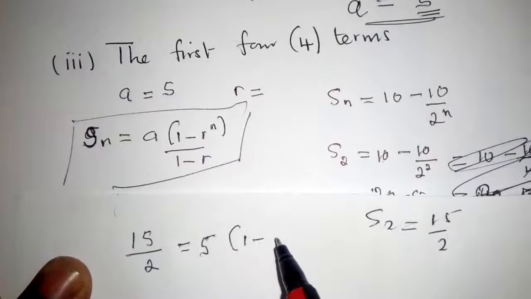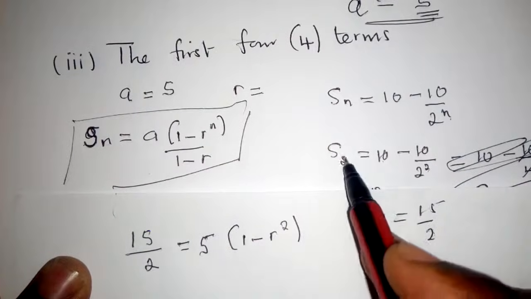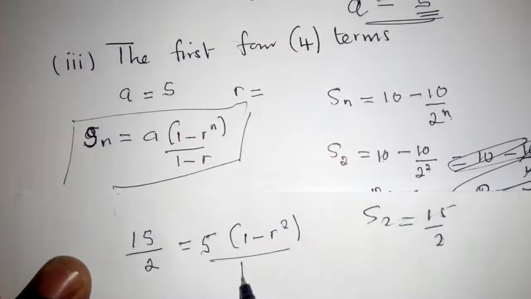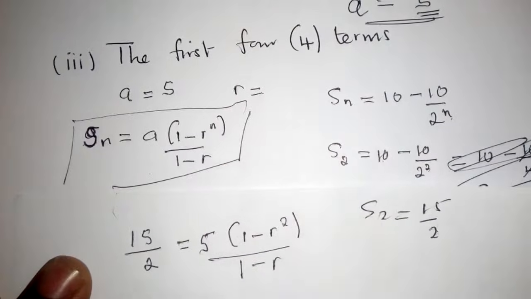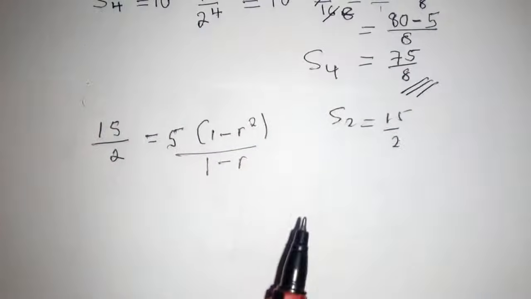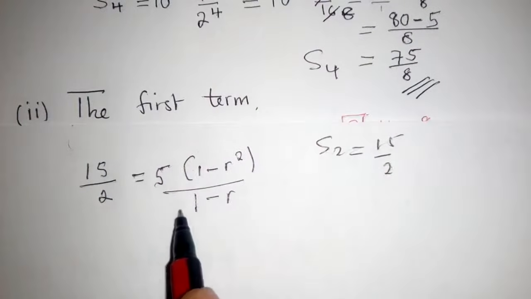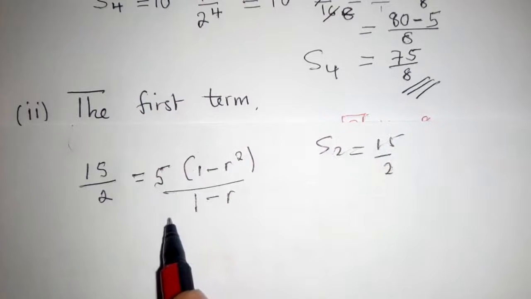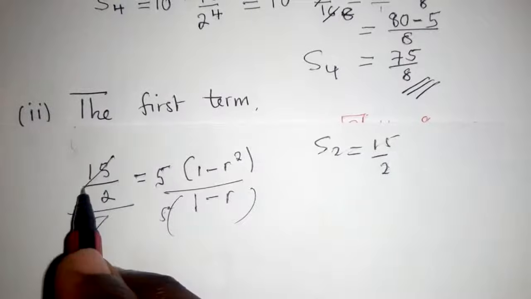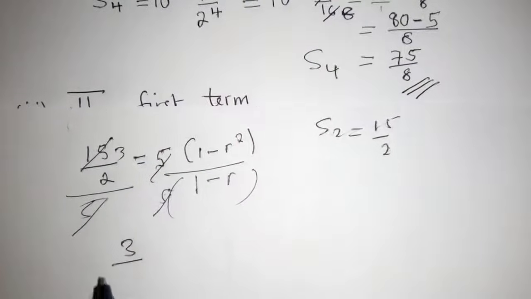Open 1 minus r power 2. We know that n is 2, the 2 we are using here, sum of 2. So n we put 2 over 1 minus r here. So now we have the formula here, which we need to work with. So we can solve. When we solve nicely here, we can divide throughout by 5. So this 5 can go into 15 3 times, and here it will cancel. So we'll remain with something like this.